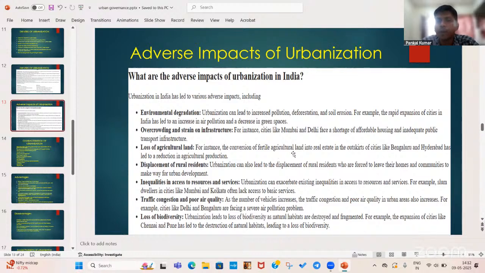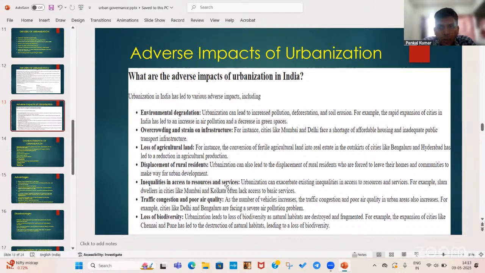Okay, so there will be demand for more houses. So what will happen? From where will these houses come? We have to again convert our agriculture land into real estate, which is found in cities like Bangalore and Hyderabad, and it leads to a reduction in agriculture production because now our agriculture land is shrinking.